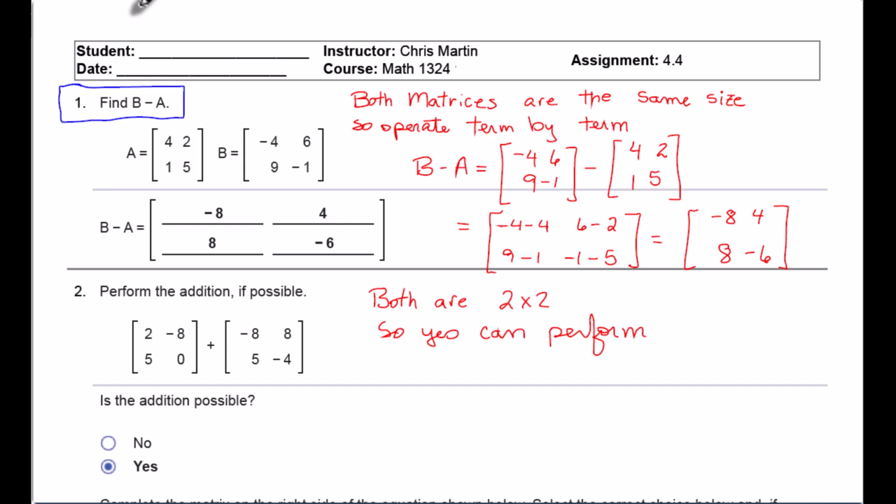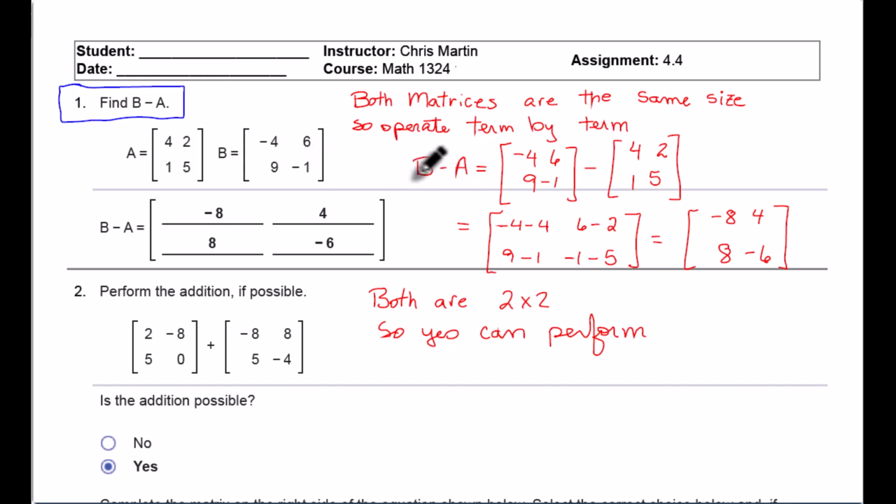In question 1 here, we want to find B minus A. And they are giving me these two matrices. Matrix A has 2 rows, 2 columns, so it is 2 by 2. And matrix B is also 2 by 2. Whenever the matrices are the same size, then you can add and subtract with no problem.